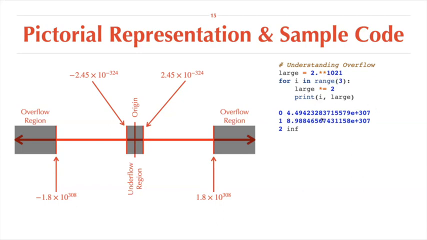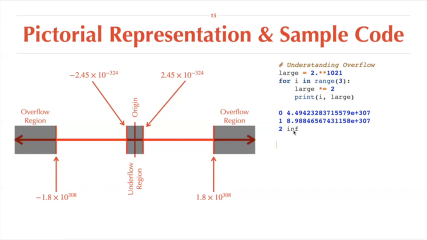I'm multiplying this quantity by 2, so I'm getting this. And as soon as I cross, because it would be about 19, some quantity of this order, about 1.8 10 power 308. So as soon as this reaches this quantity, it becomes infinite. Because it has gone into the overflow region, it will give you infinity.